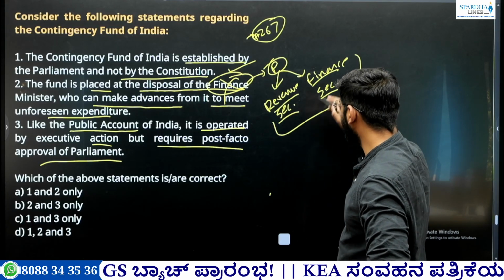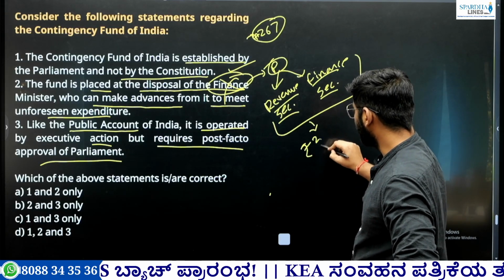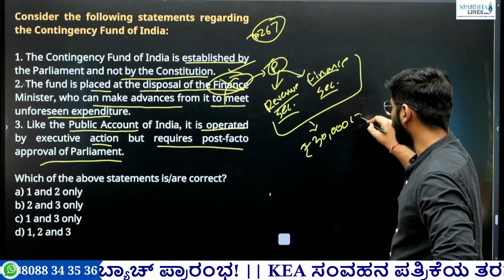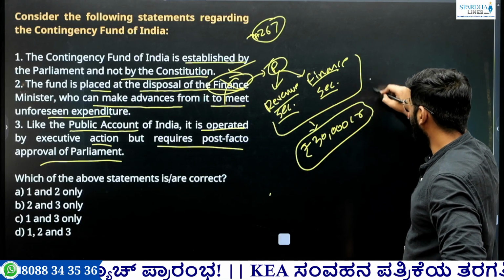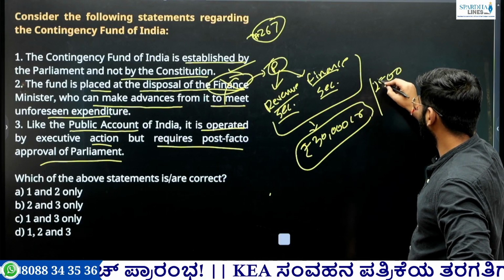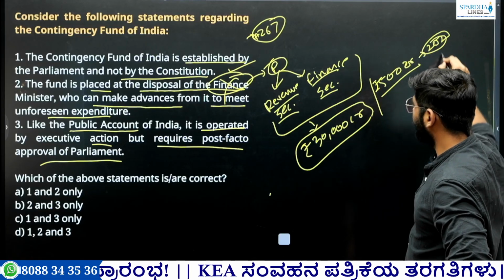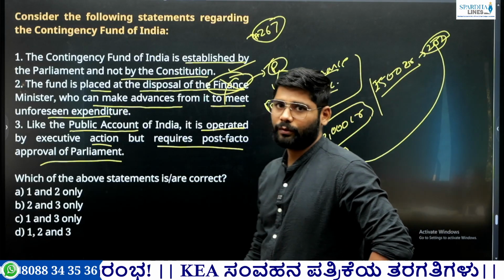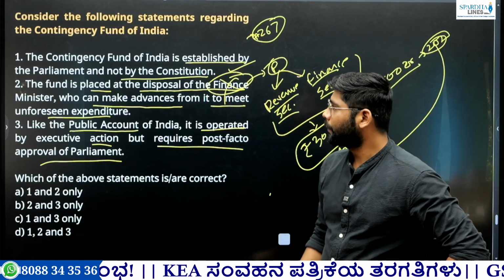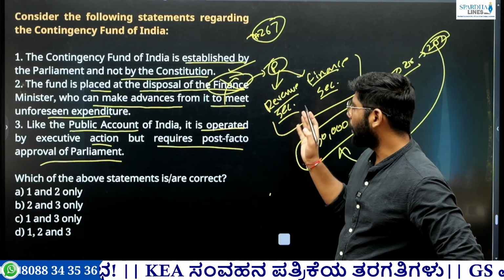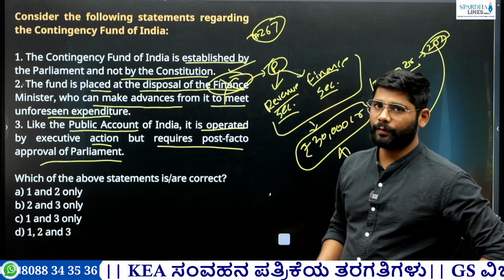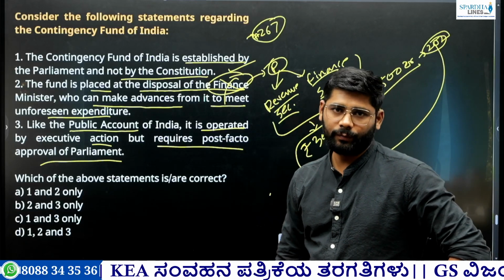And now, how much money will they hold? It is 30,000 crore. Previously it was only 500 crore, before 2021, and then they made it 30,000 crore. So the 30,000 crore in the Contingency Fund on behalf of the President will be held by these two people, the Revenue Secretary and the Finance Secretary.